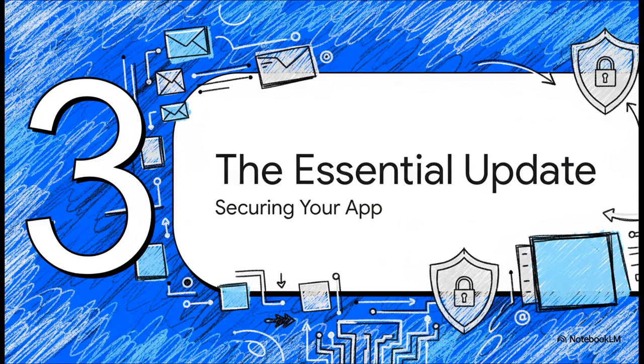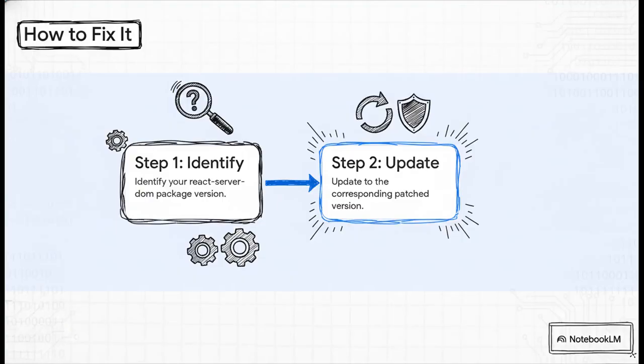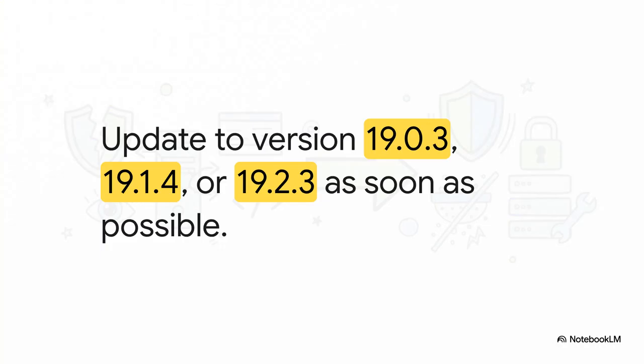Okay, enough doom and gloom about the problem. Let's talk about the fix. The good news is, getting this sorted out is actually pretty straightforward once you know what to do. It really just comes down to these two simple steps. First, figure out the exact version of the React Server DOM package you're running. And second, update it to the correct patched version that matches your release track. And here they are. These are the magic numbers, the safe versions you need to get to. Find which track you're on, 19.0, 19.1, or 19.2, and update to the corresponding number you see on the screen. The React team is urging everyone to do this as soon as you possibly can.